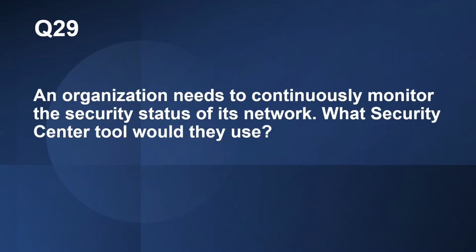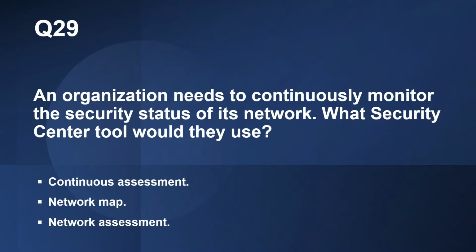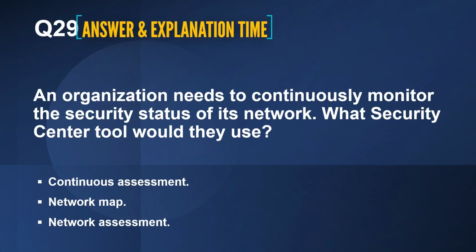Question number 29. An organization needs to continuously monitor the security status of its network. What security center tool would you use? The options are continuous assessment, network map, and network assessment. The correct answer is network map. The network map provides a map of the topology of your network workloads, which lets you block unwanted connections.